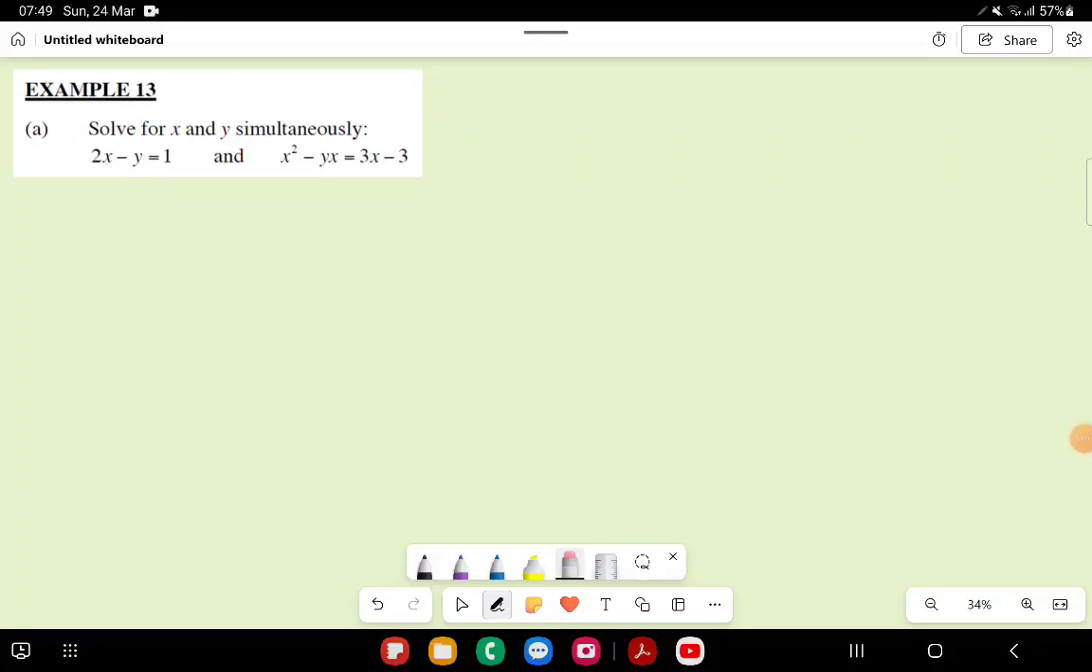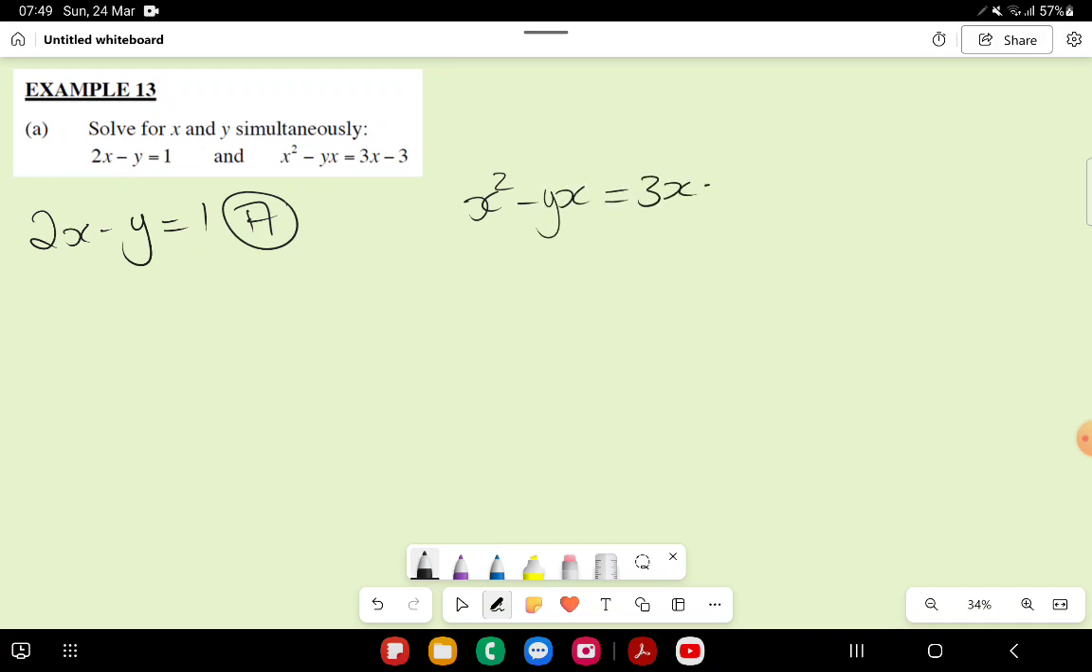Welcome back. This video we are doing example 13. We're still busy with simultaneous equations. So let's start with question A. We've got the equation 2x minus y equals 1 and we name that one equation A. Then we have the equation x squared minus yx equals 3x minus 3. That one we will name B.